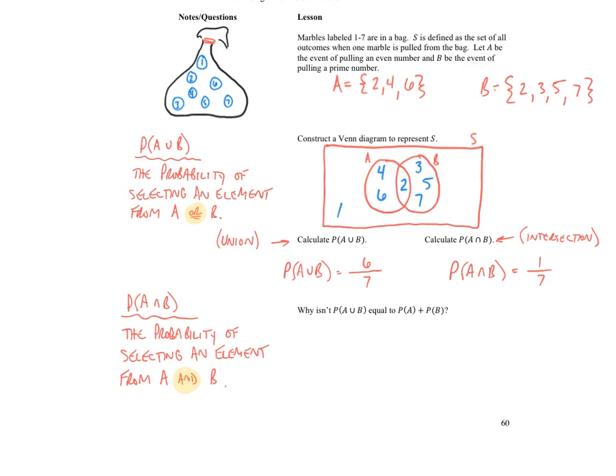But this is a question that I want you to answer on your own before we talk about it tomorrow in class. Why isn't the probability of A union B equal to the probability of A plus the probability of B? And before you answer that question, it might make sense to just for yourself calculate the probability of A and calculate the probability of B, which is something we've done before. So this right here is a question that you need to answer. It's going to help inform our discussion tomorrow.